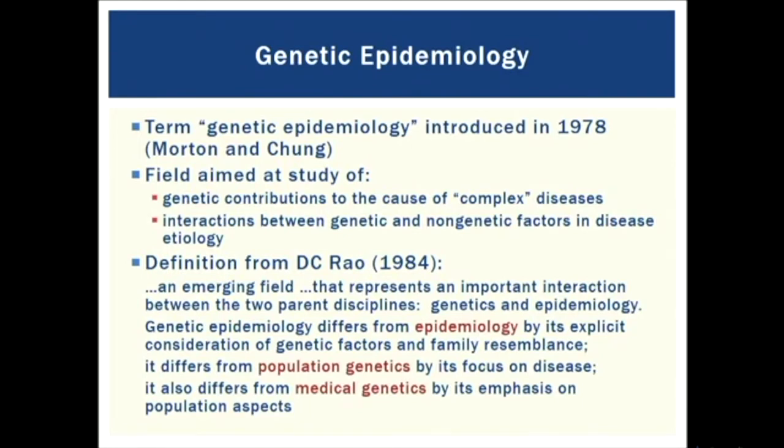And traditionally, population genetics was really focused more on basic questions about evolution and not so much on disease. And it also differs from medical genetics because it's talking about population aspects. And medical genetics, like all fields of medicine really, is focused on individual patients. So we needed a new synthesis, and this really began in the mid-1970s.